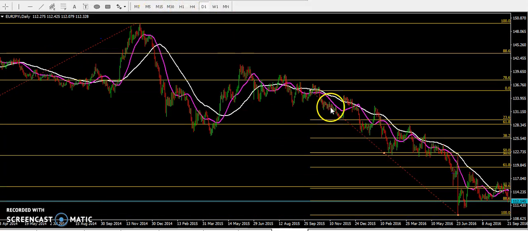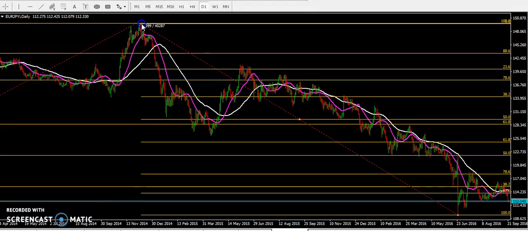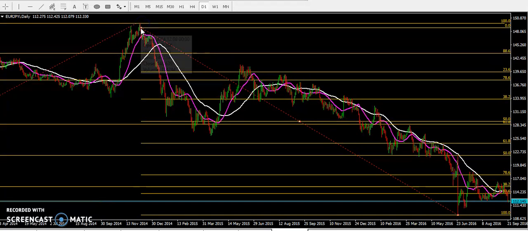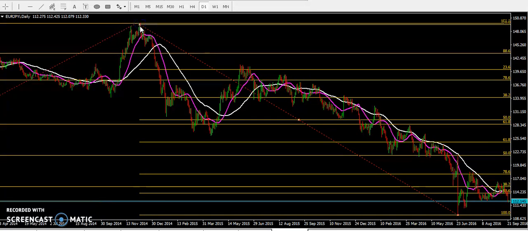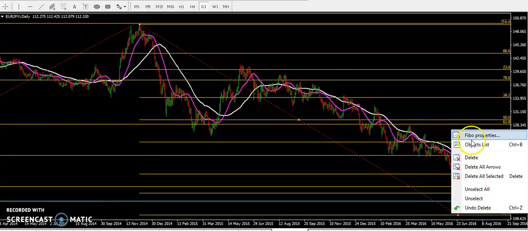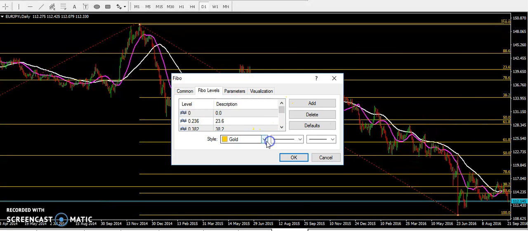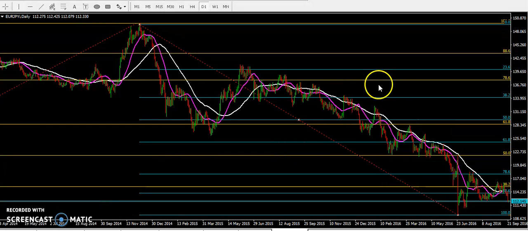Let me, boom, boom. And let me change that color so we can know the difference, because monthly is stronger than the daily. But notice how it's just respecting the zones.